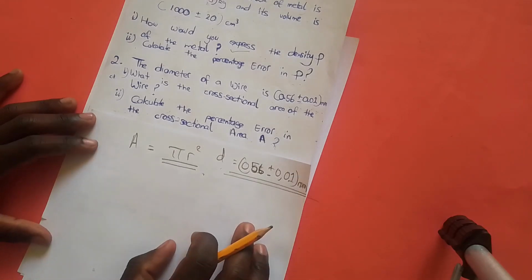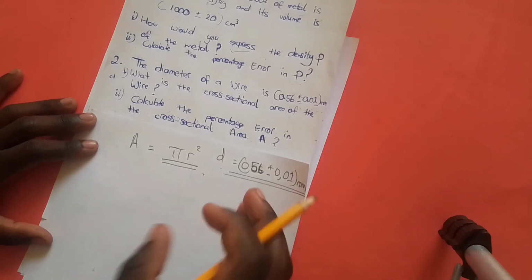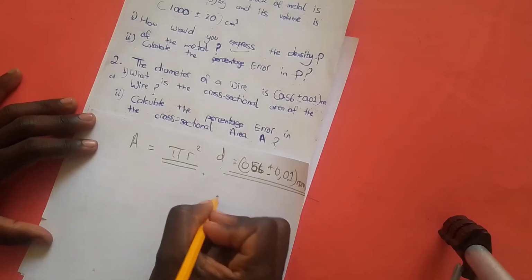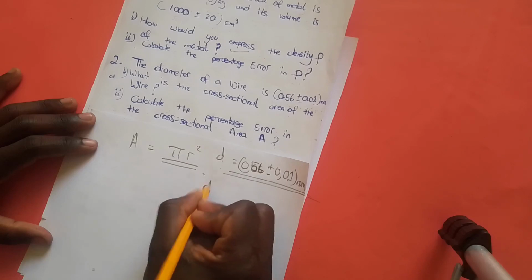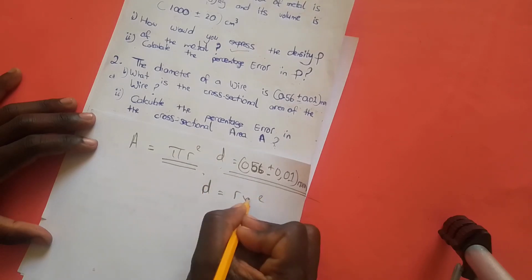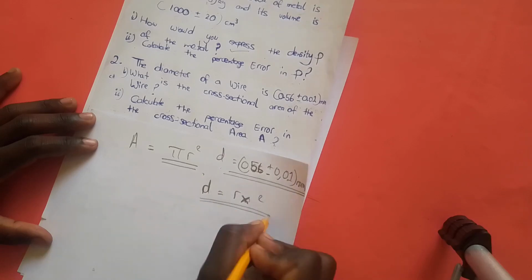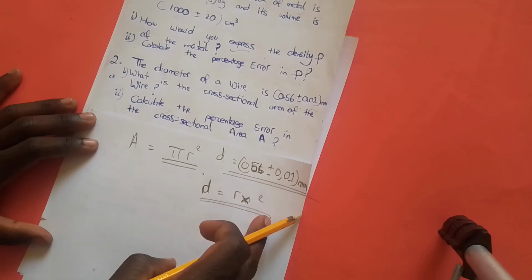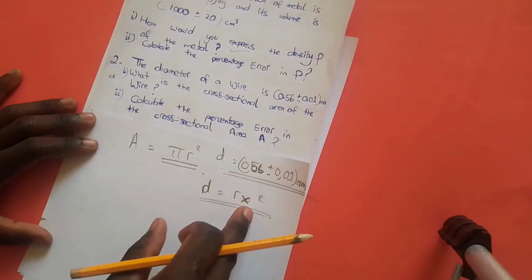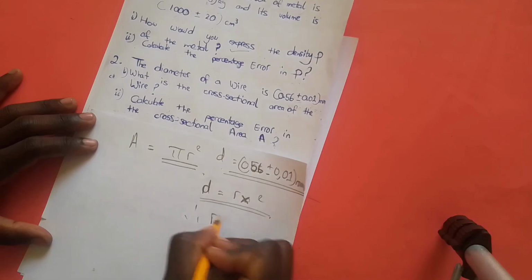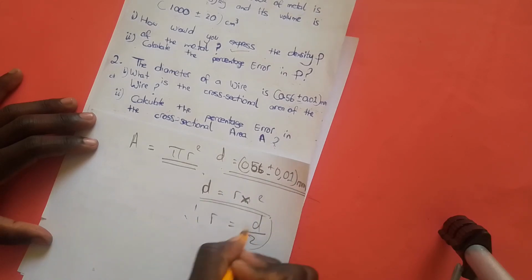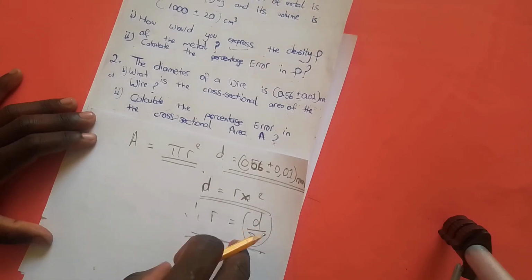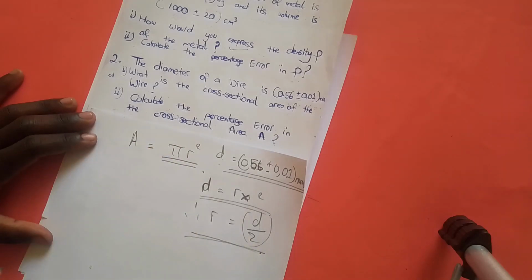So we first want to state the relationship between R and D, D being the diameter of the wire and R being the radius of the wire. So we know that D is equal to R times 2. The diameter is equal to the radius times 2. So we want to make R the subject of the formula here. Therefore, R is equal to D divided by 2. You know this, the radius is equal to the diameter divided by 2. So we are going to use D over 2 in this formula now.